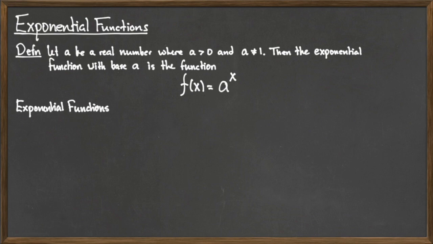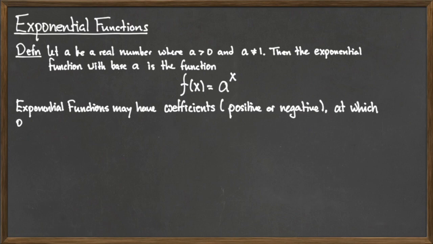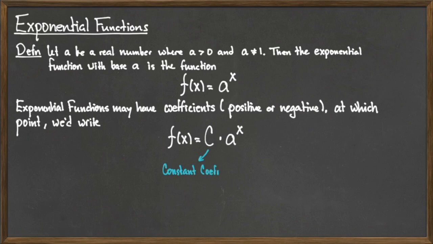This is just a basic form, because exponential functions may also have coefficients in front of them that could be positive or negative, which we'd write as f of x equals c times a to the x. So in this case, c is a constant coefficient in the front, a is the base of the exponential function, and x is the variable exponent. Just to be careful, recall that the constant c is not being taken to a power of x, only the base a is. If you need a refresher on the properties of exponents, go back to the section 1.2 video.